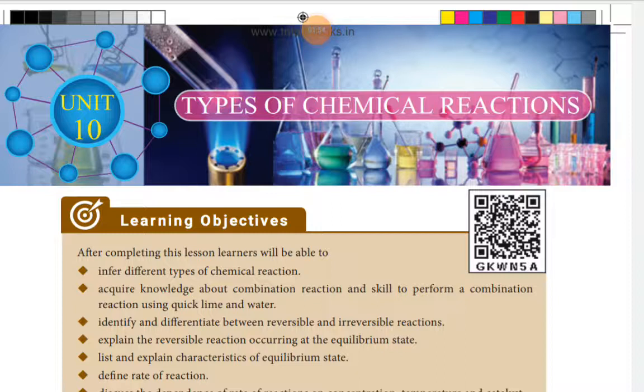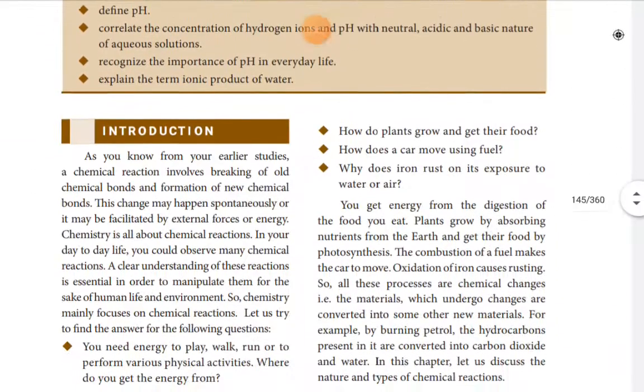For example, so many reactions are taking place in and around us: dilution of glucose, burning of fuel, conversion of milk into curd, whitewashing, digestion of food, that is respiration. All these are examples of chemical reactions. And in this lesson, we are going to study some different types of chemical reactions. This is given in the introductory part.